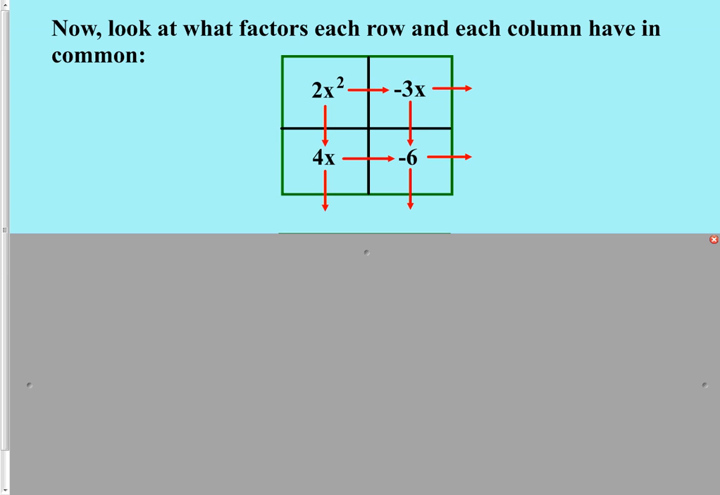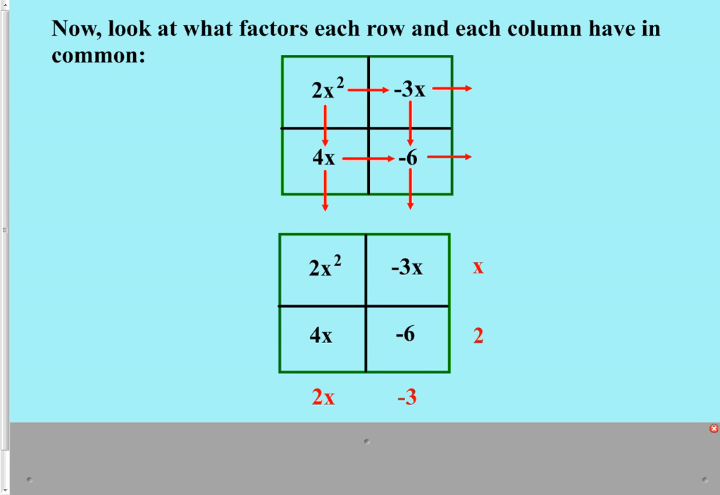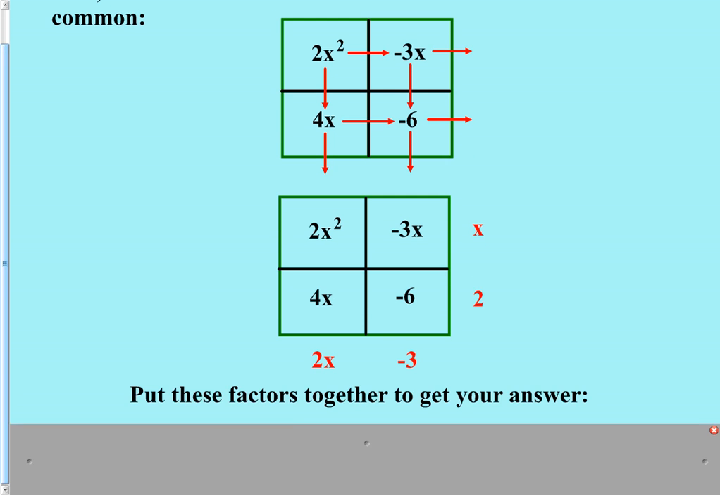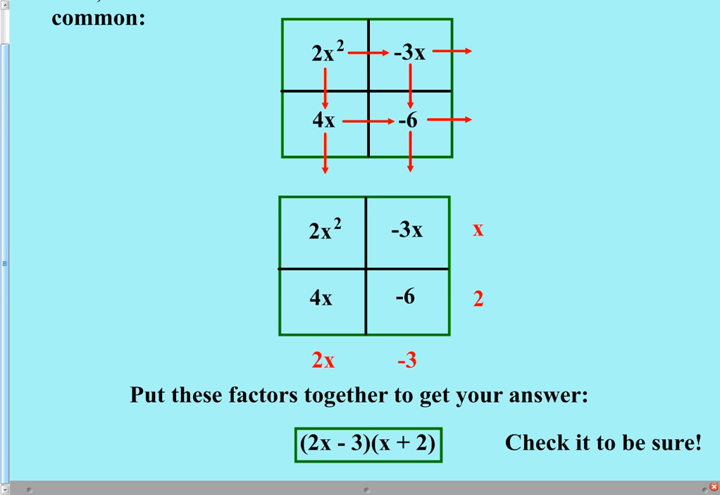Now the purpose of this is that we are going to factor in the box. We're going to look at what the rows have in common with each other, and what the columns have in common with each other. And those two commonalities are going to give us our factors. In this case, off the rows we ended up with an x and a 2. On the columns, we ended up with a 2x and a negative 3. Those are the terms for our answer: 2x minus 3 and x plus 2.